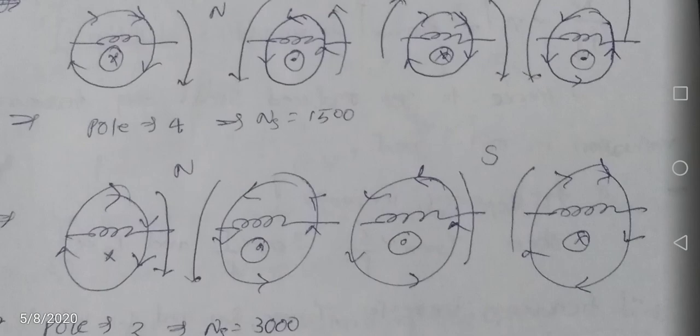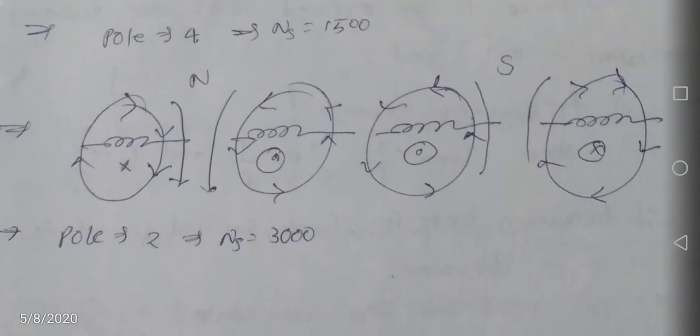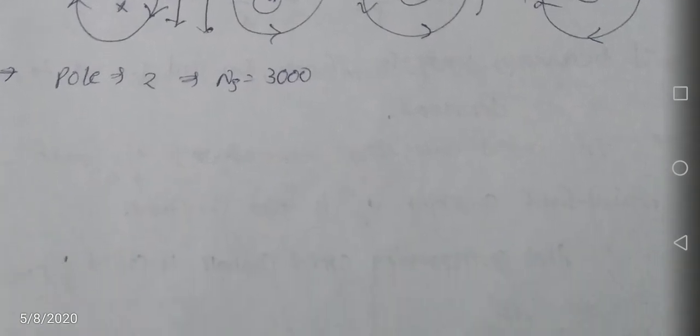So it can be clearly said that when there are two conductors of similar polarity, there is no pole formation between them. When there are conductors of dissimilar polarities, only then are poles formed in the machine. So by this structure we can construct a two pole machine, with Ns equal to 3000. Here is the Ns equal to 3000 value.